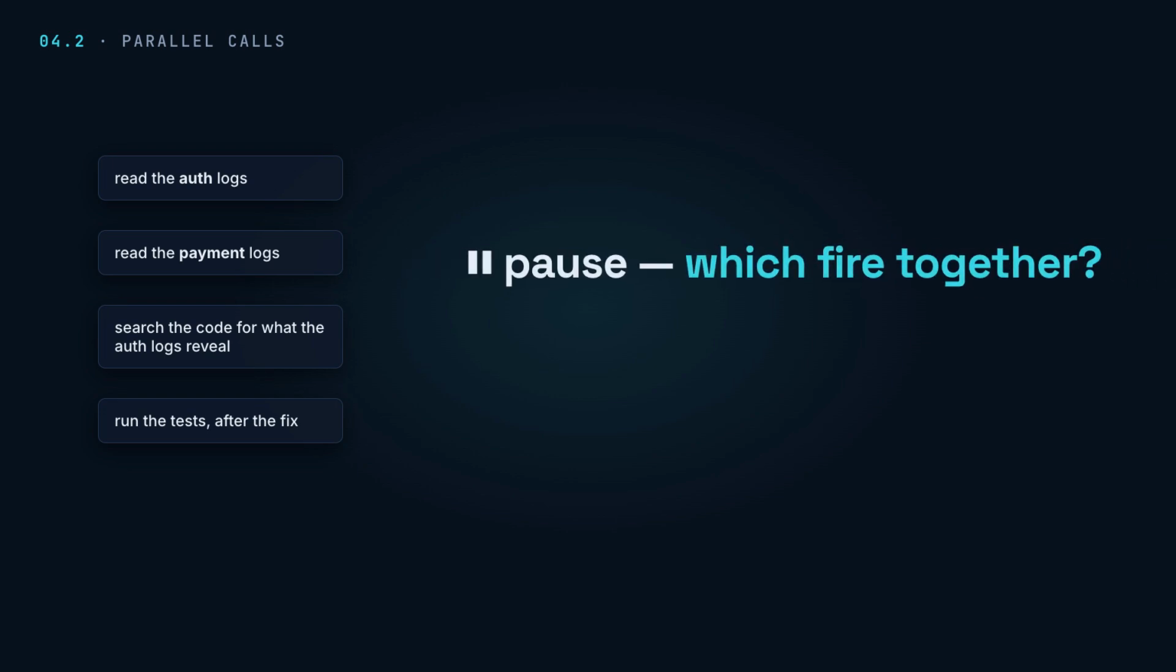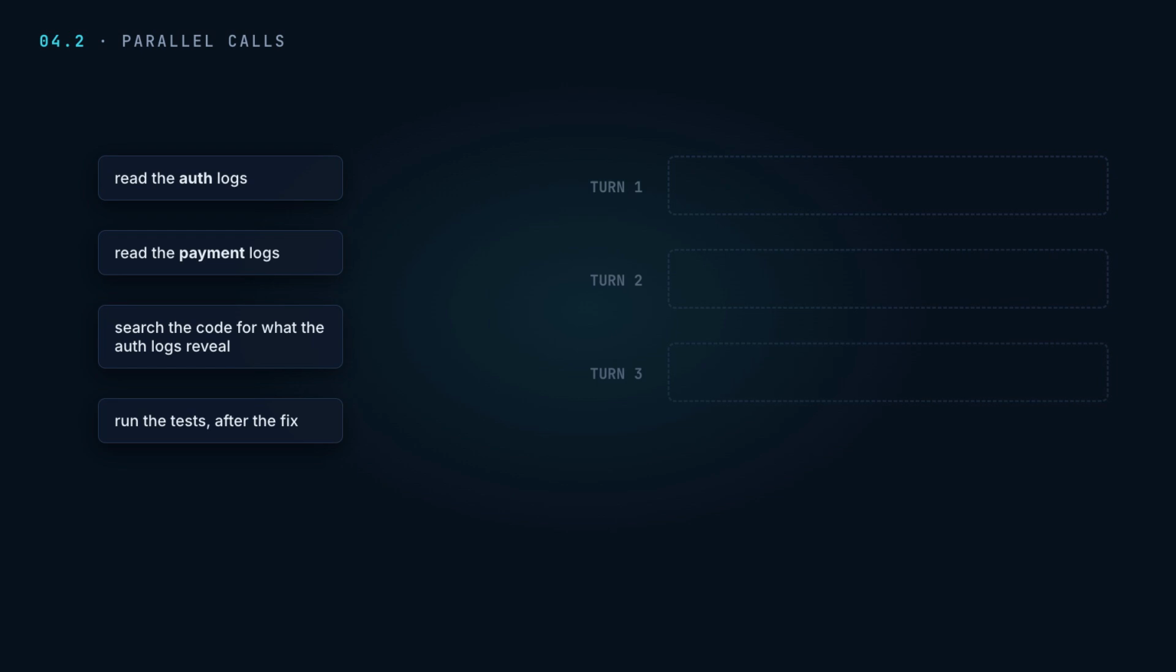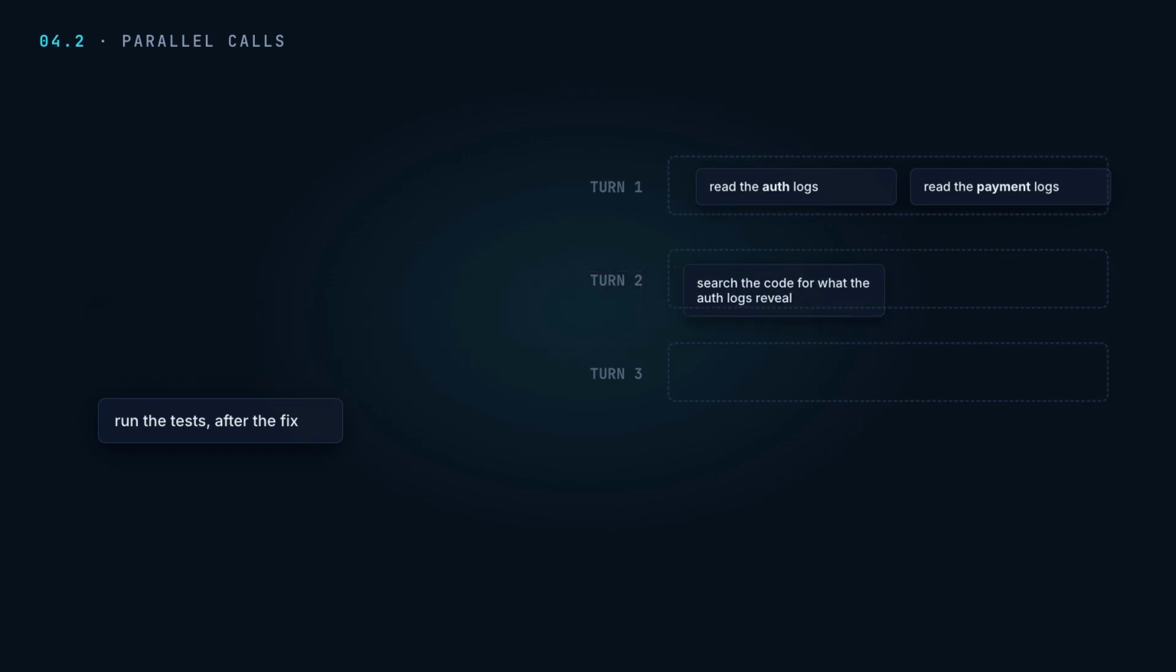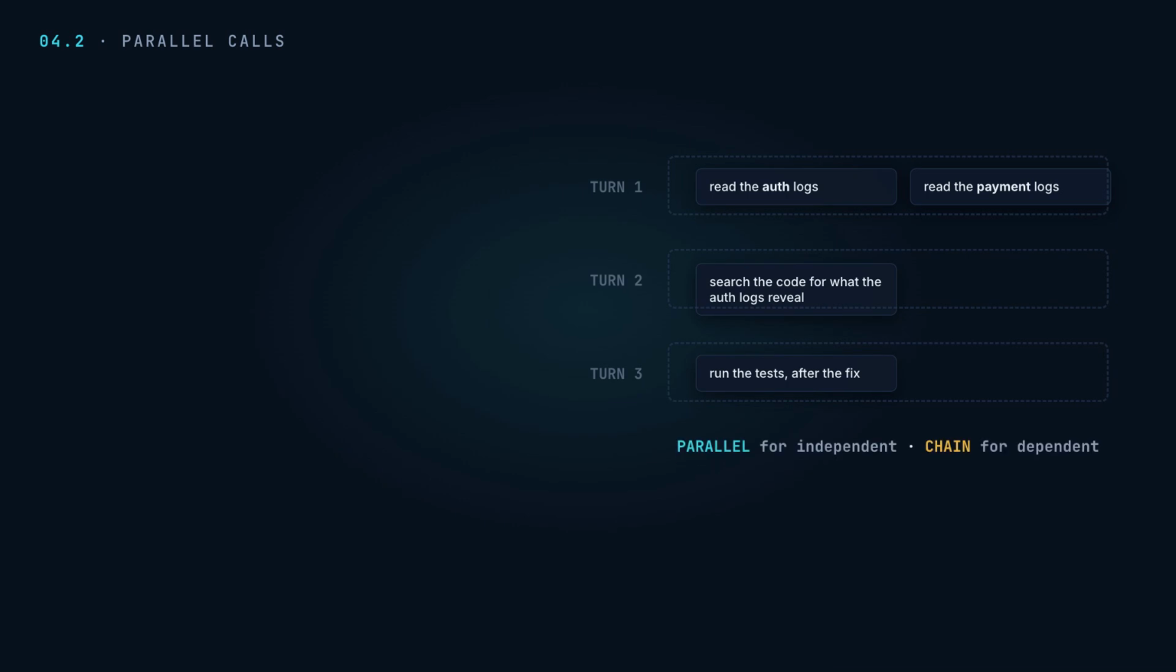Pause the video and decide which of those can fire together. Ready? The two log reads. They're independent, so they go out in one turn side by side, but the code search needs the auth result first, and the tests need a fix to test. So, two in parallel, then a chain. That's the whole rule. Independent work runs together. Dependent work waits its turn. Open any agent trace, and you'll see that rhythm everywhere. And now you know how to read it.